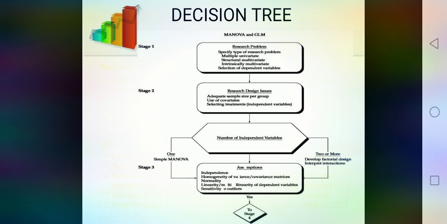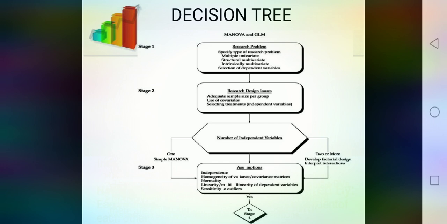Here are the 6 stages in which we can proceed for the MANOVA problem. Stage 1 is the research problem. That is, we have to specify the type of research problem we are going for: univariate, multivariate, structured univariate, or interstitial multivariate. Here only multivariate applies. It involves the selection of dependent variables. Then we will proceed to stage 2.